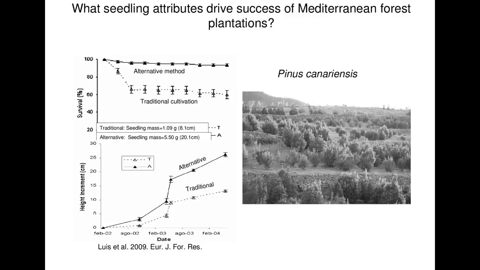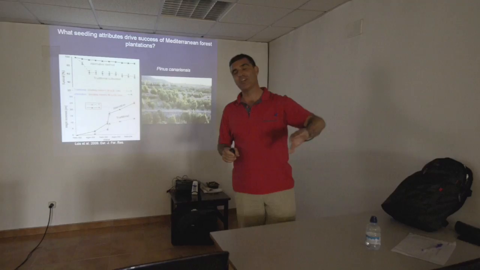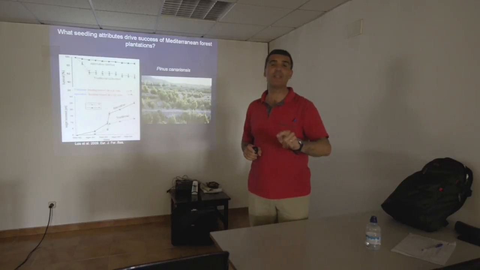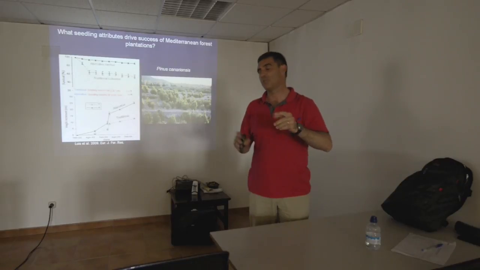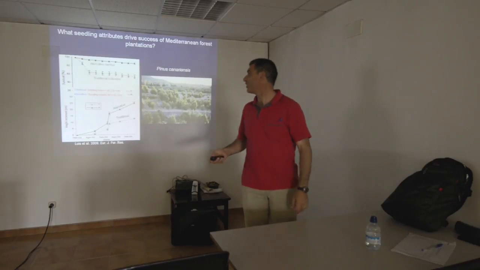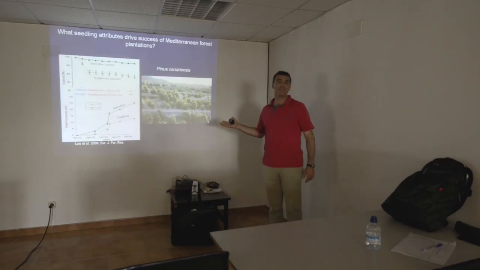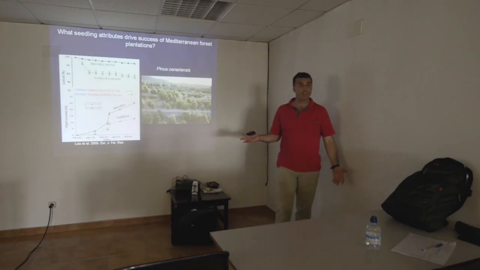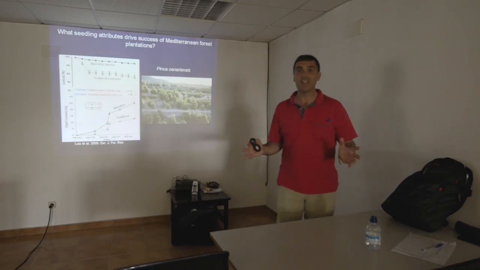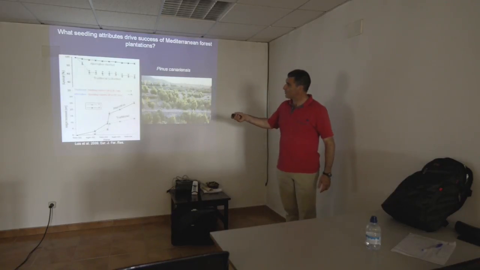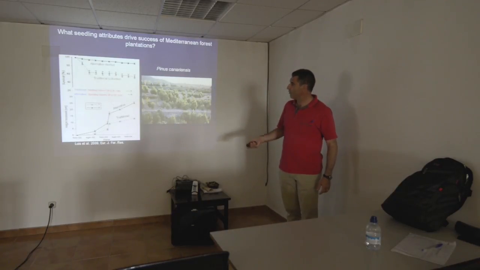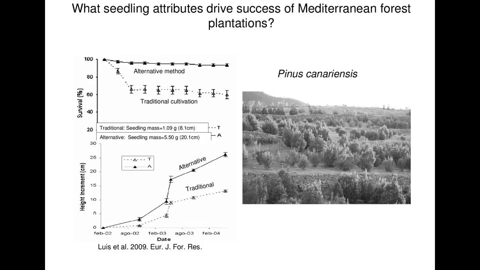This is what we call the alternative method, which basically consisted of changing the volcanic soil, introducing peat and introducing fertilization. Okay? It was a moderate fertilization. And they planted it in a place where rainfall is less than 300 millimeters. So it's a very harsh place. And these are the results of survival and height growth after around 2 years.